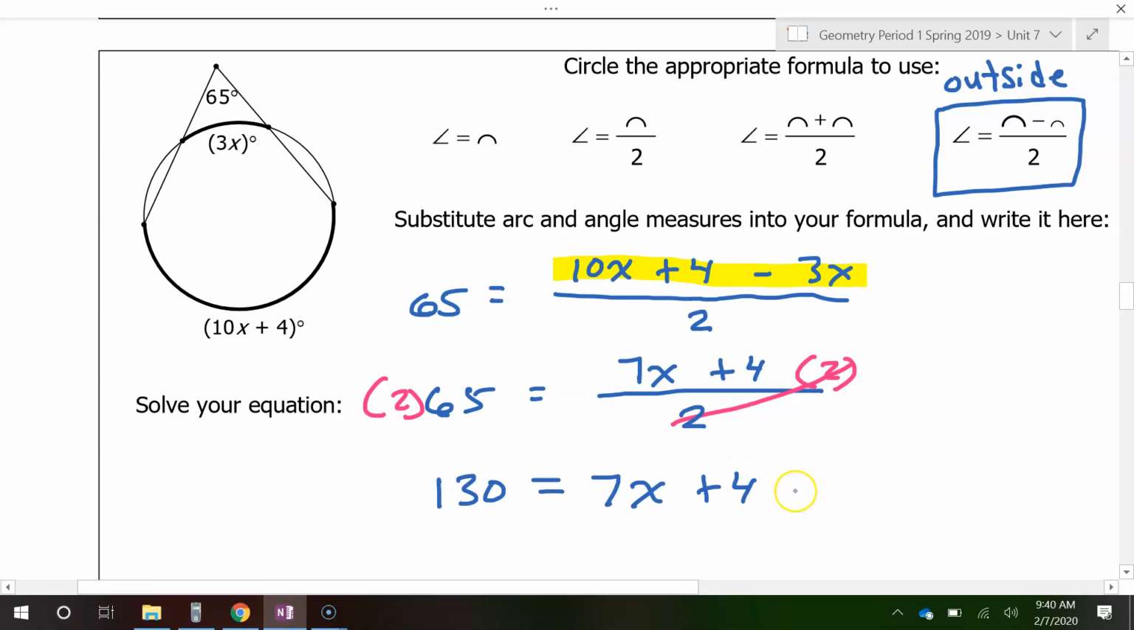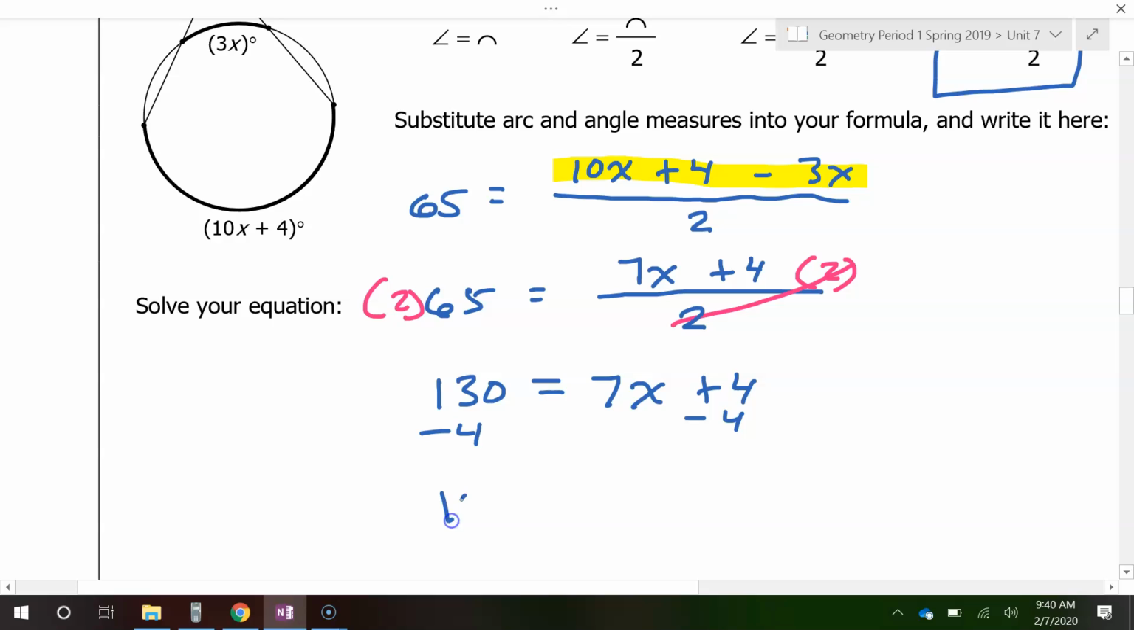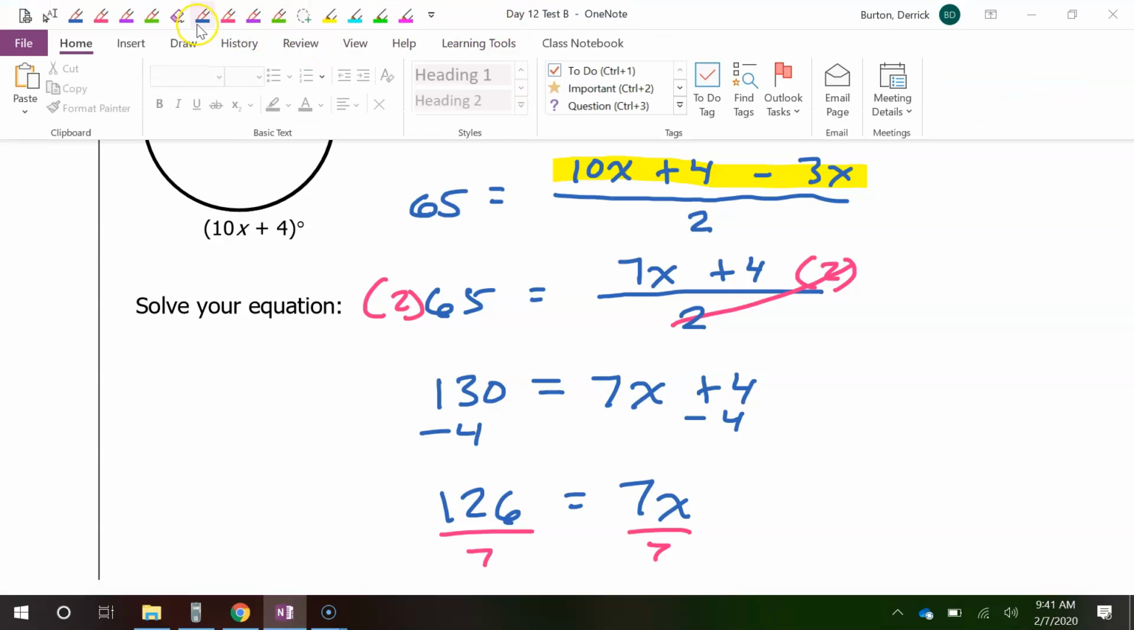So obviously, what are the last 2 steps? Subtract 4. Okay, subtract 4. So that gives us 126 is equal to 7x, and then we divide by 7, like you just said. All right, what is 126 divided by 7?